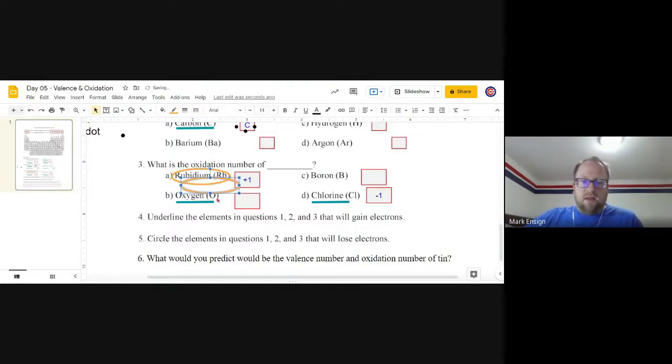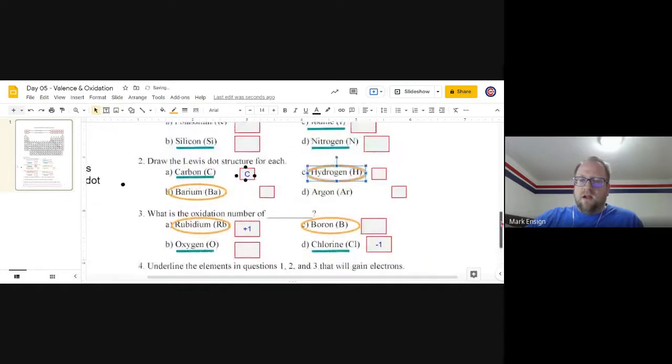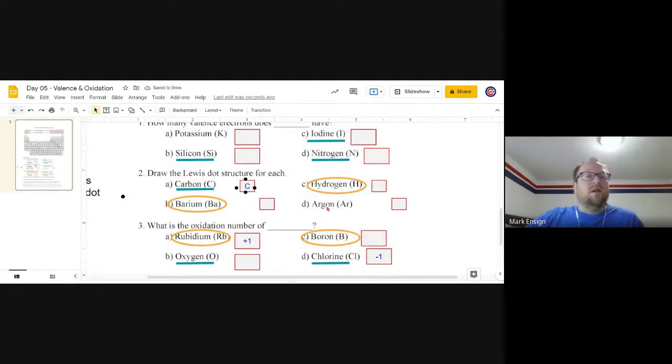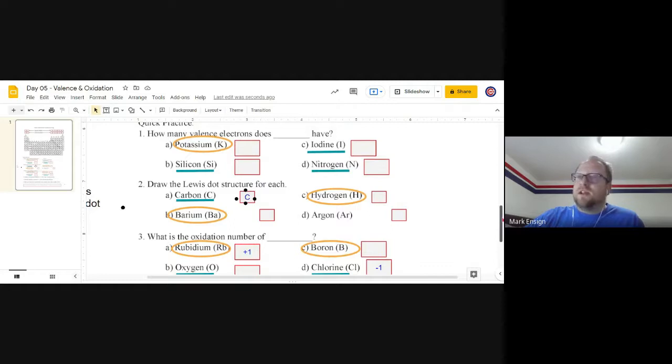The ones that will lose electrons, again, that's going to be boron, and then barium, hydrogen up here. Argon will not gain electrons. It will not lose electrons either because it already has its 8 valence electrons, and it's good with 8. So I've got the ones underlined that will gain electrons, and circled that will lose electrons.